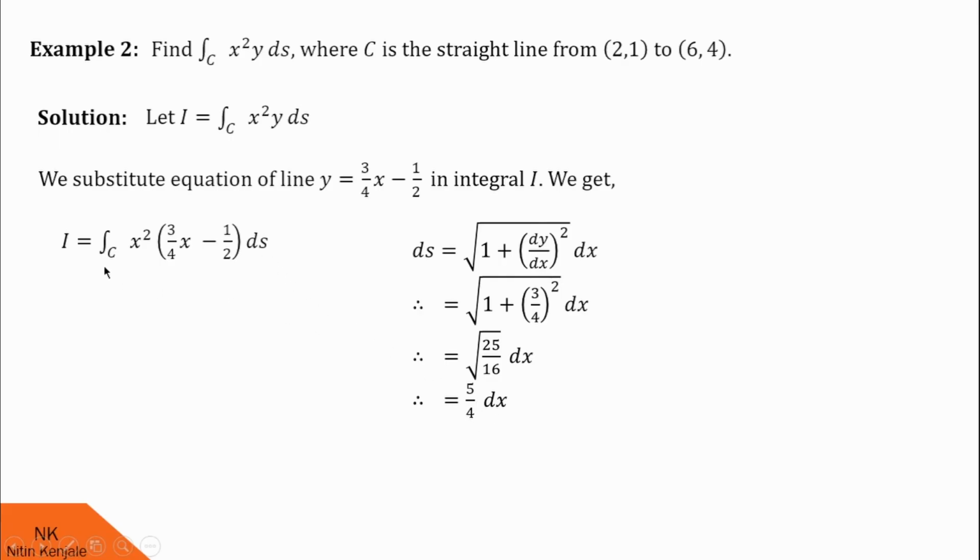So this integral is now with respect to dx. Therefore, we have to write limits of this integral with respect to dx. Here x changes from 2 to 6. So integral limits are 2 to 6. So in next step, we write I is equal to integration of (15 upon 16 x cube minus 5 by 8 x square) dx over the limit 2 to 6. This is simplification of this previous step.